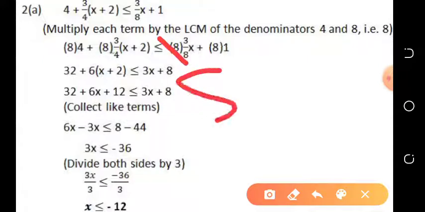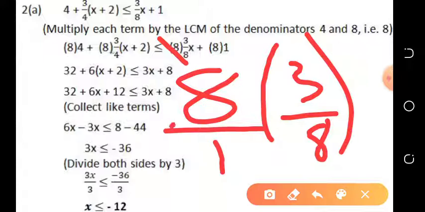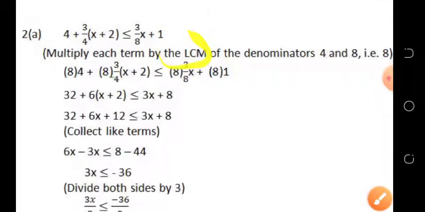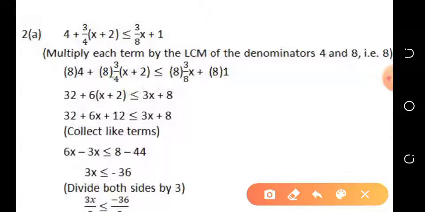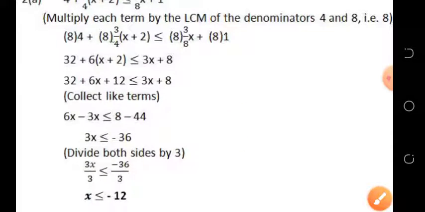You can see there the two 8s cancel themselves. You know 8 into bracket 3 over 8x, this 8 is assumed to be over 1. This is numerator and this is denominator. They can go. What is left there? 3x. So 3x is left here. Now next is 8 times 1 is 8.